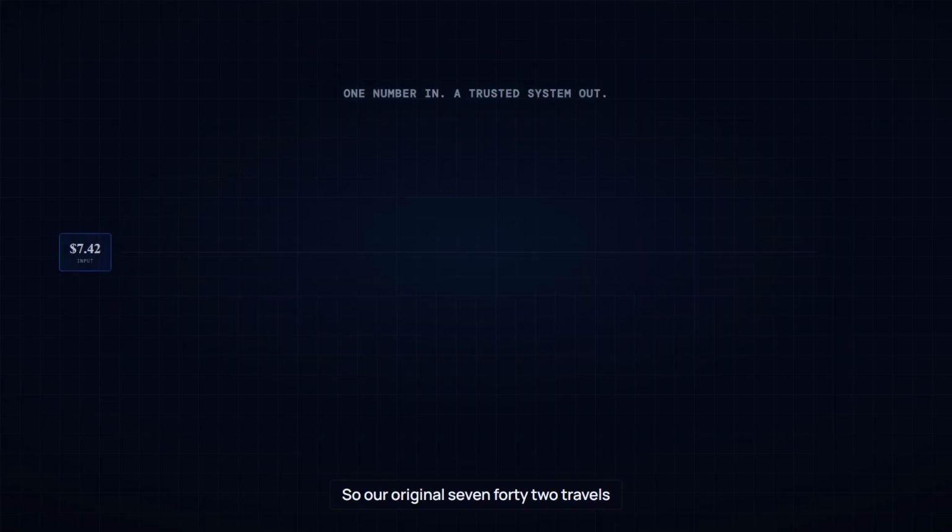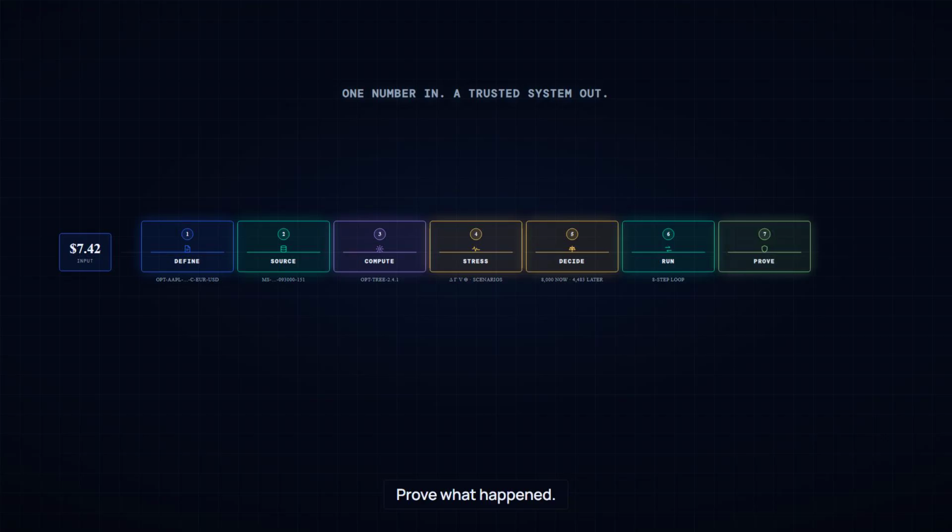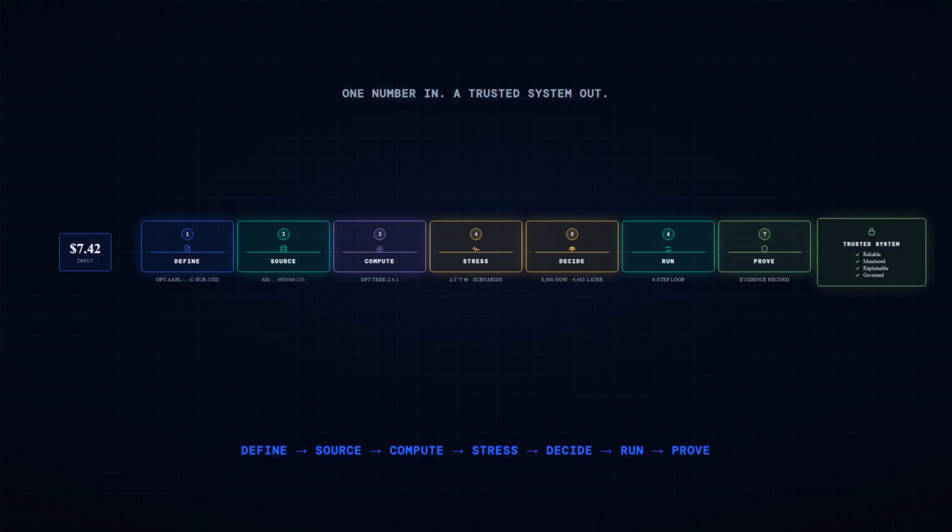So our original 742 travels through 7 transformations. Define the contract, source the market state, compute with a controlled method, stress the result, decide under constraints, run a reliable workflow, prove what happened.